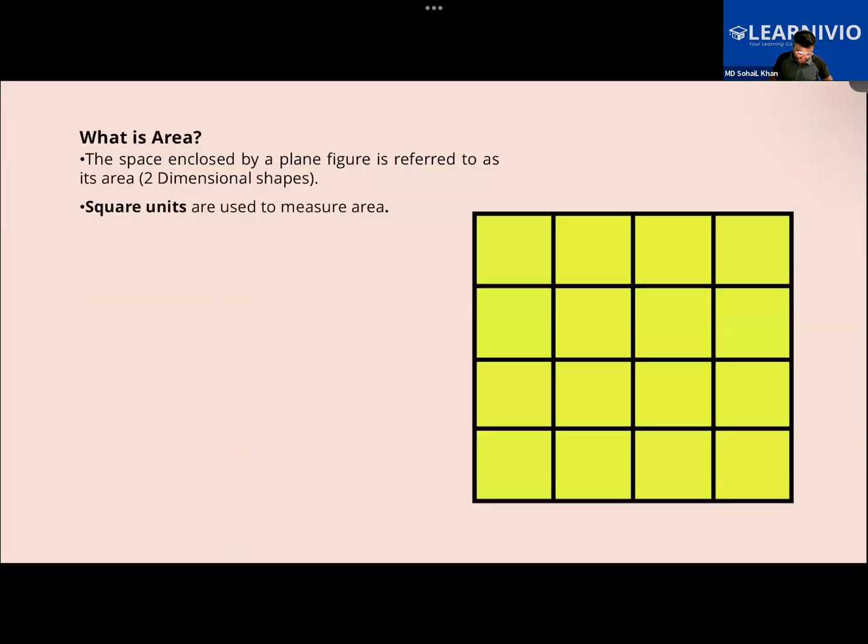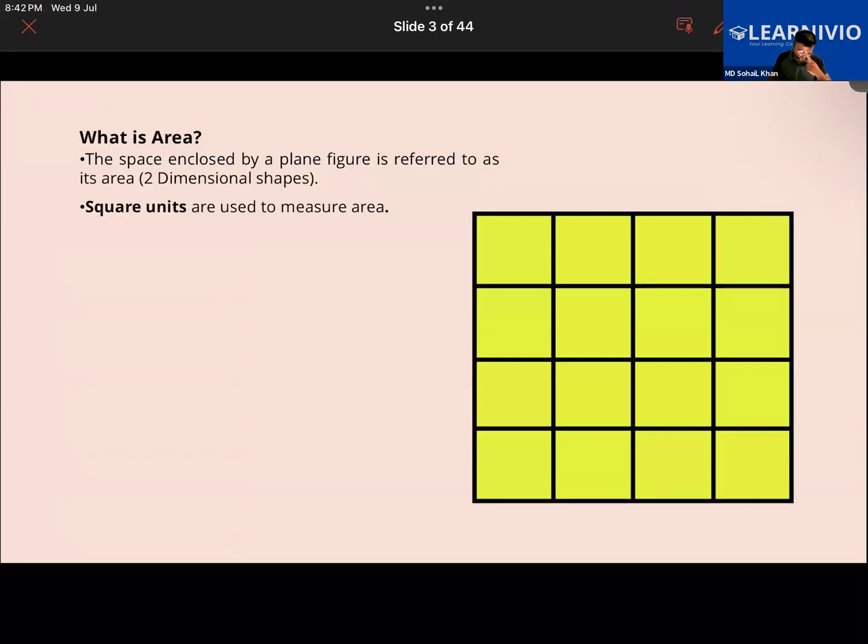So let's talk about the area first of all. Area here refers to the space enclosed by a plane figure, like a 2D shape. Suppose you have a piece of paper, a book, or something. It will be acquiring some area, right? Look at this given 2D shape here. It is made up of different squares.